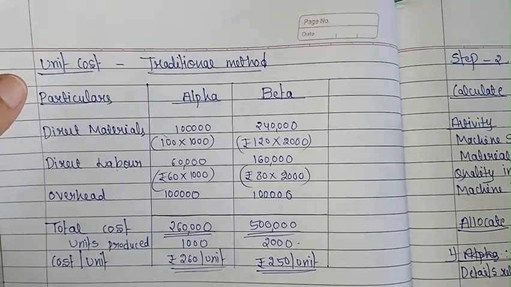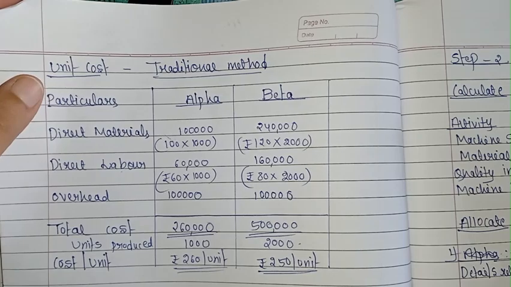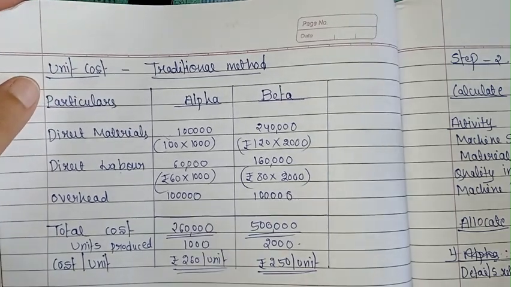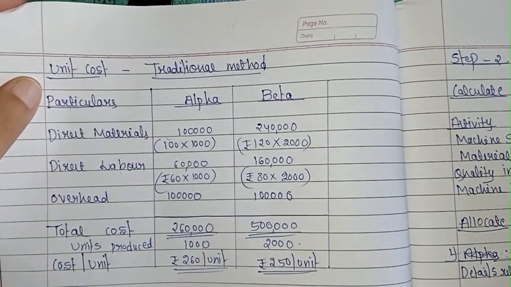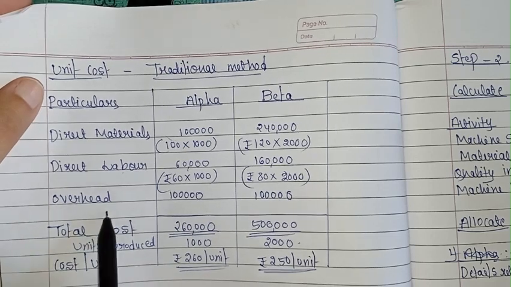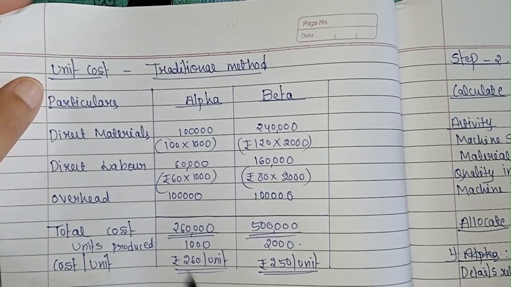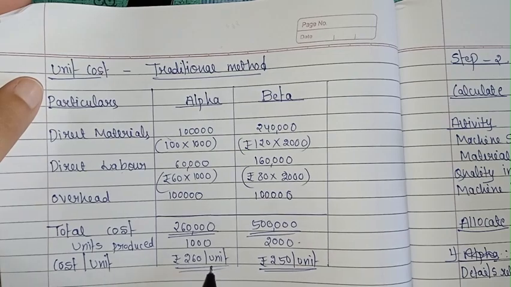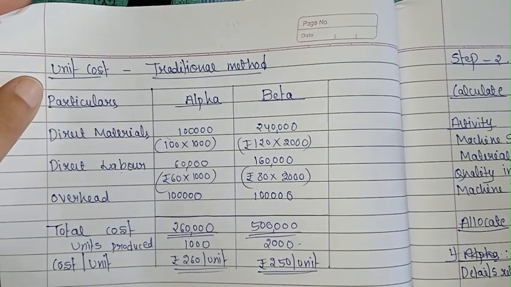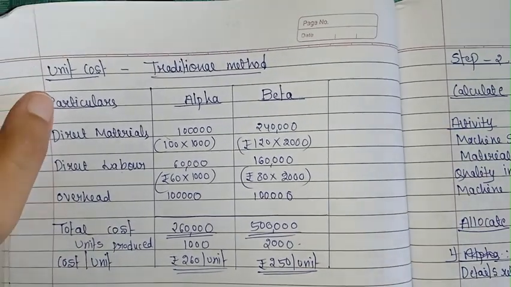First we need to calculate the absorption rate and overheads absorbed. After that we need to calculate the cost per unit. Direct materials we need to assign directly, and overhead we need to absorb. That one we need to write down, and after that we need to calculate the cost per unit. Clear? I hope this method is clear to you all.